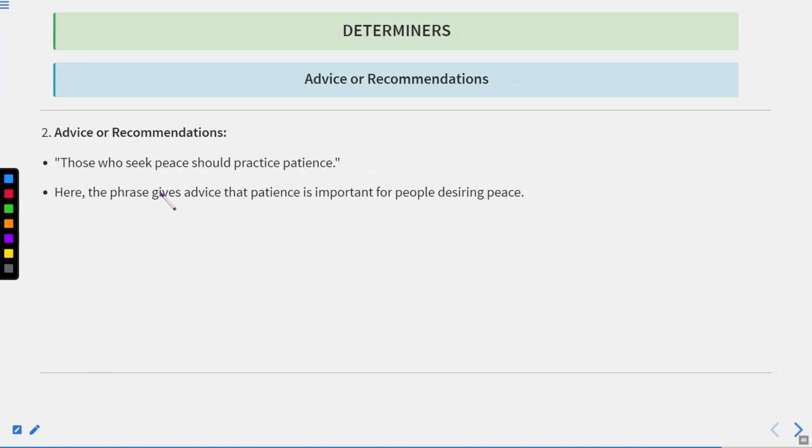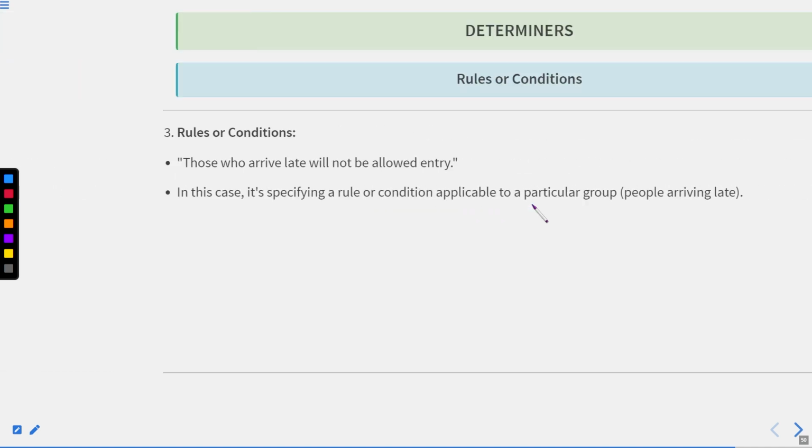Advice or recommendations: those who seek peace should practice patience. Here the phrase gives advice, that patience is important for people desiring peace.